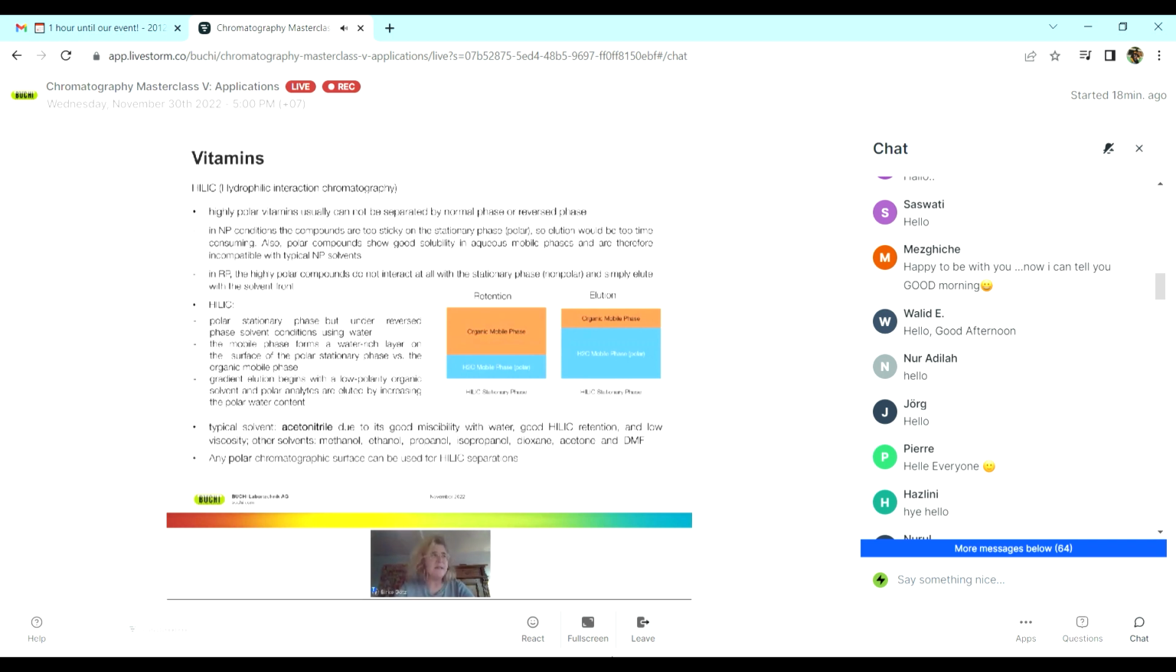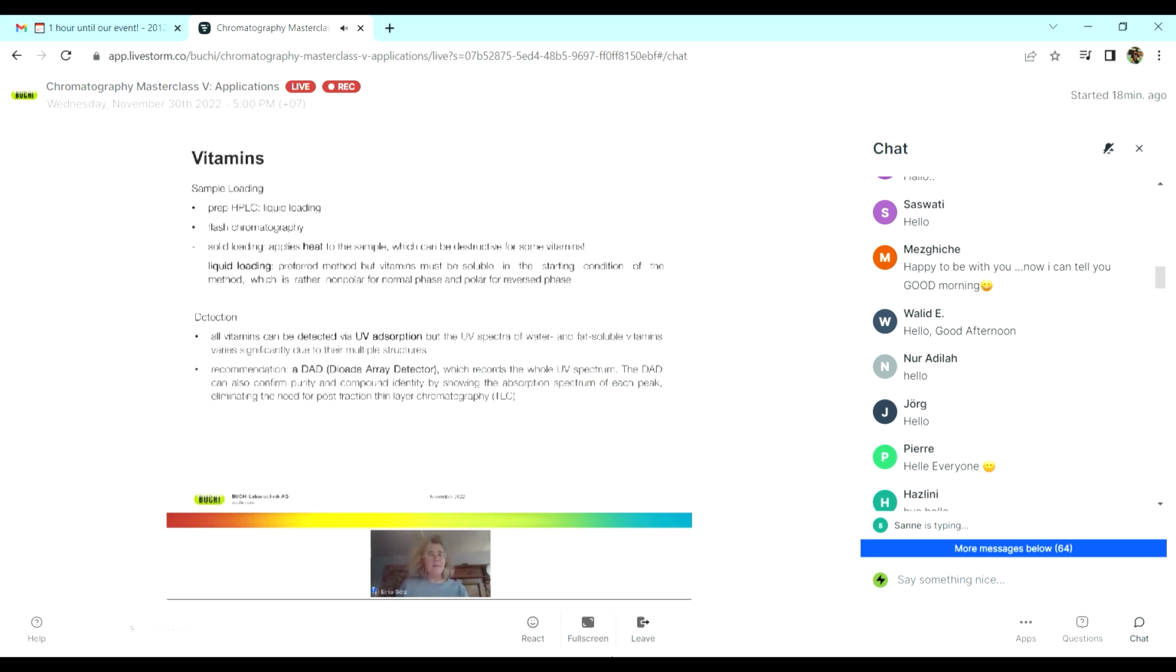Acetonitrile, that's the typical solvent used for HILIC. That's because it's very well miscible with water. It has a good HILIC retention. It has low viscosity. But okay, there are also other options in case the acetonitrile doesn't work. And for the phase, you just take any polar stationary phase, silica, amino, diol, or whatever.